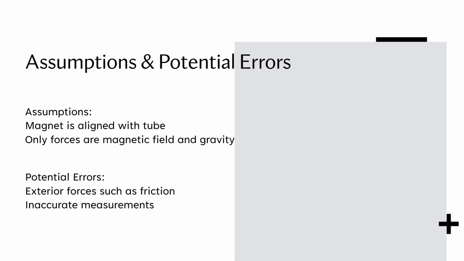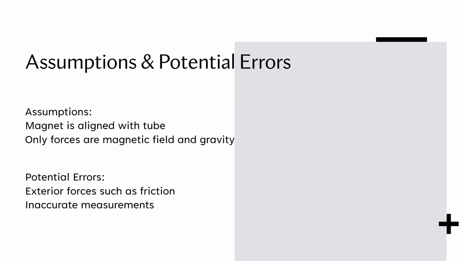The assumptions that we made were that the magnet is aligned with the tube. In reality, there would most likely be a torque that rotates the magnet. Another assumption is that the only forces are the magnetic force and gravity, but this would probably not be the case because another force would be something like friction. Potential errors would be exterior forces, such as friction, and also inaccurate measurements, such as what we found for the magnetic moment.